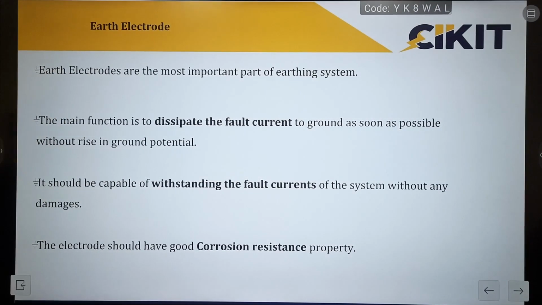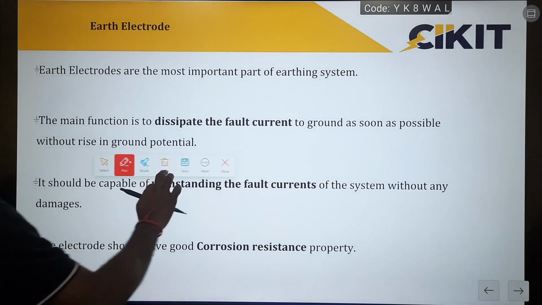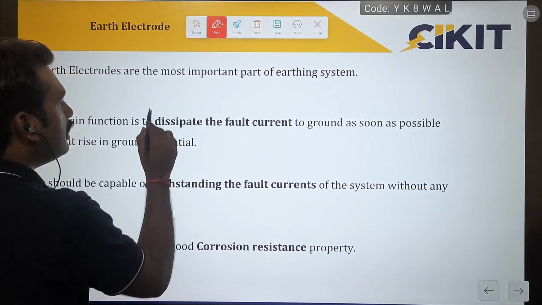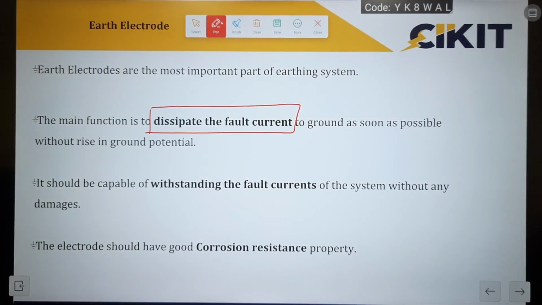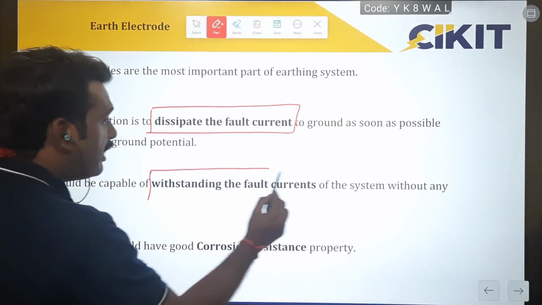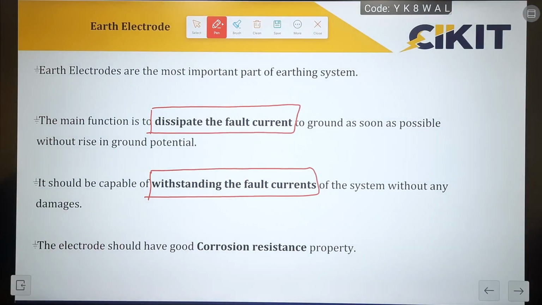So the earth electrode is the important part of this earthing assembly. The purpose of this earth electrode is to dissipate this fault current into the ground. Since it is carrying this huge current, the conductor should be selected in such a way that it should be able to withstand this fault current.